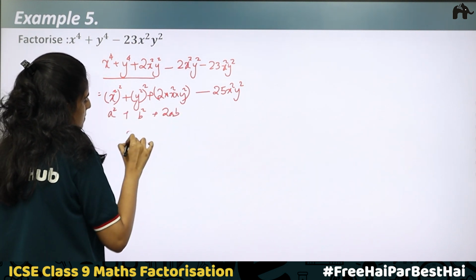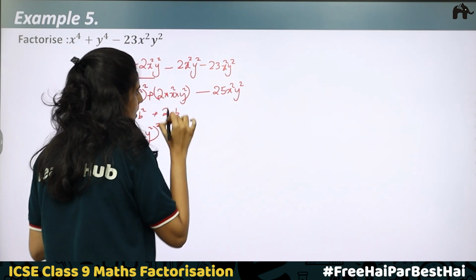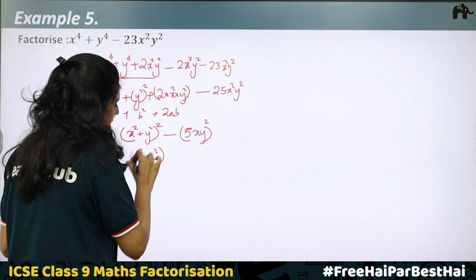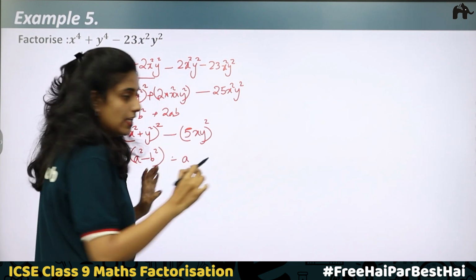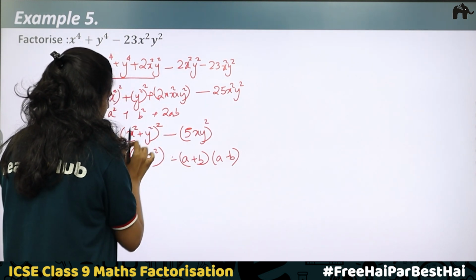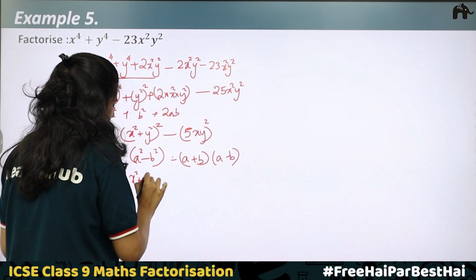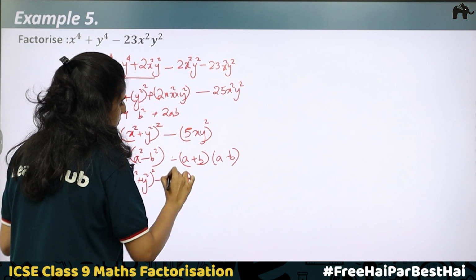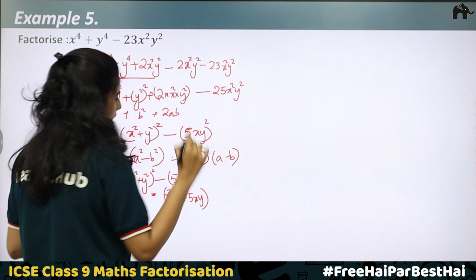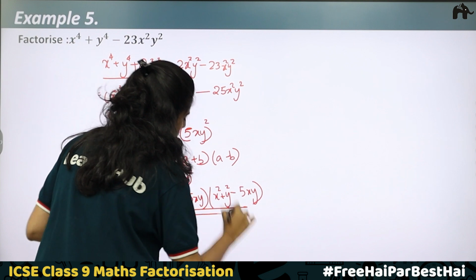Okay, so this part becomes x square plus y square the whole square, and this part here we have 25, 25 we know is 5 square, so 5xy whole square. Okay, now we have the form a square minus b square. What is a square minus b square factorization? We know this factors will be a plus b and a minus b. Okay, so here we have in place of a x square plus y square, and in place of b we have 5xy. So this becomes x square plus y square the whole square minus 5xy whole square will be equal to x square plus y square plus 5xy into x square plus y square minus 5xy. Okay. So these are the factors.